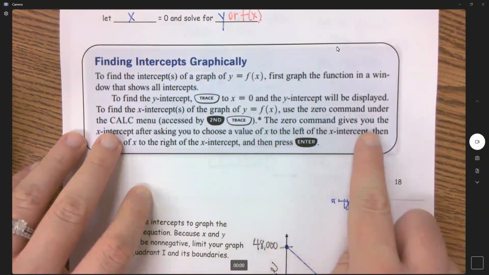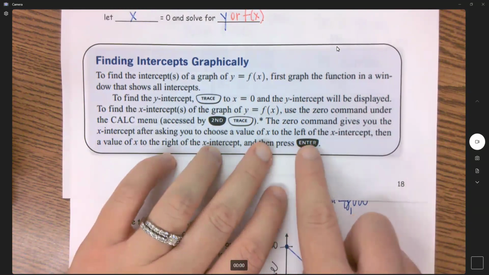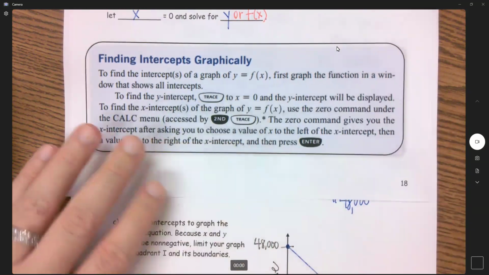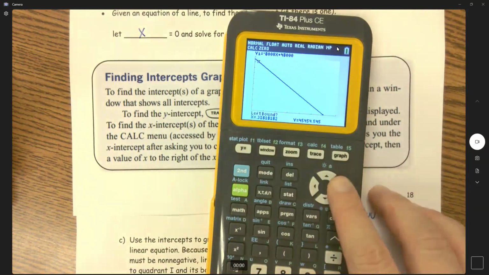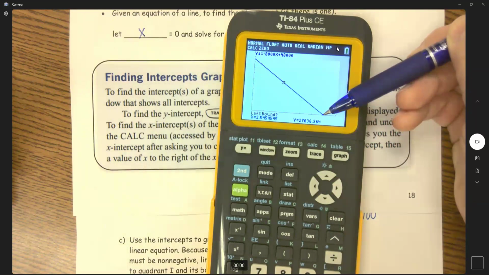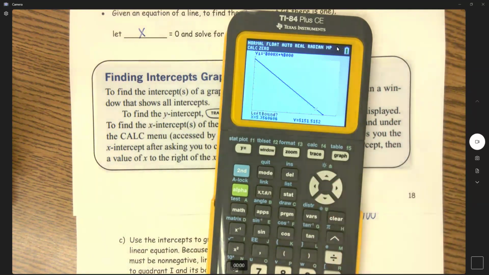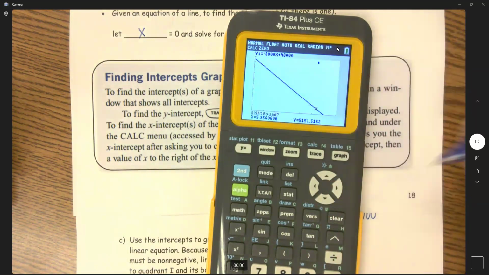It goes on to say that the 0 command gives you the x-intercepts by asking you to choose a value of x to the left of the x-intercept and then a value of x to the right of the x-intercept and pressing enter. So it's going to ask you for your left bound and your right bound again. So if I want a left bound, my x-intercept is right here. So I want somewhere to the left. I'm just going to go a little bit closer. Okay, maybe right there, but that is to the left of this x-intercept. So I'm going to hit enter. Now it's going to want the right bound.